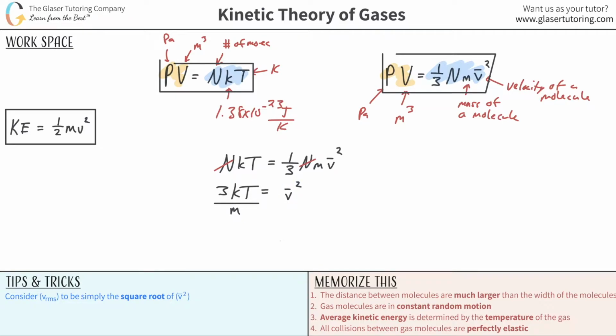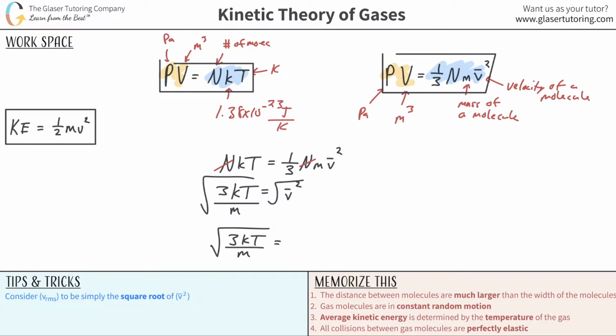Now, if I want to find just v alone, what do I have to do? I got to take the square root of both sides, right? And if I take the square root of both sides, I'm not going to simplify this whatsoever. I really can't, right? It just becomes the square root of 3 multiplied by that Boltzmann constant times temperature, all divided by then the mass of a particular molecule. That will equal now, essentially, just v.